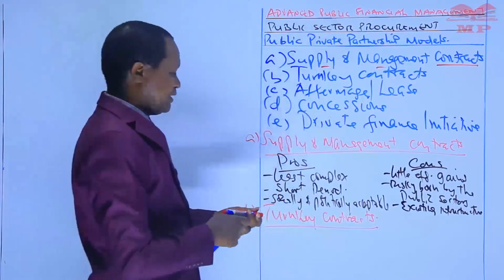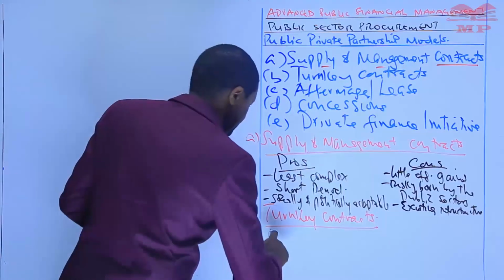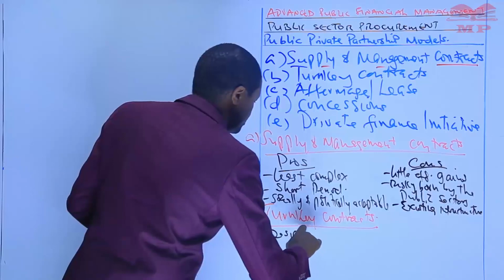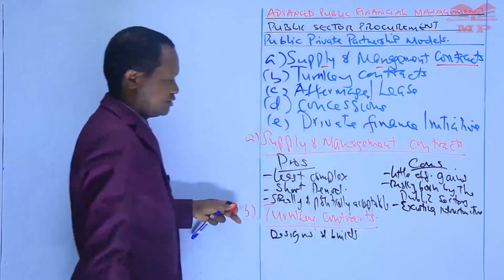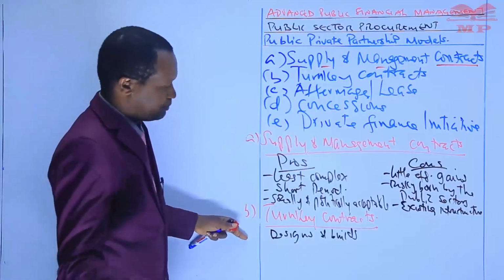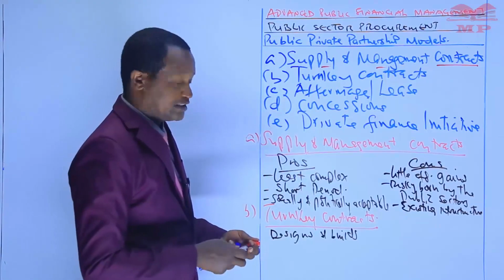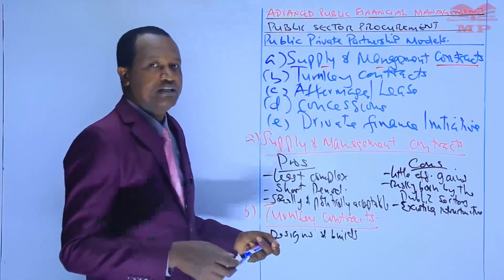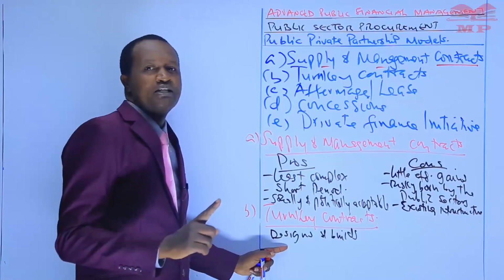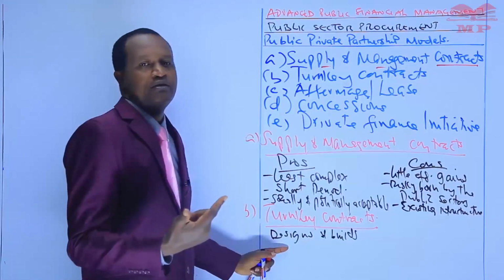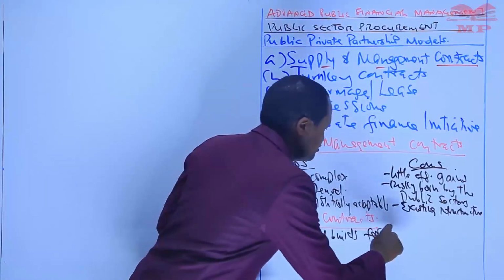Designs and builds. So through a bidding process, a contractor is identified. The private contractor then designs the facility, then builds it for a fixed fee.